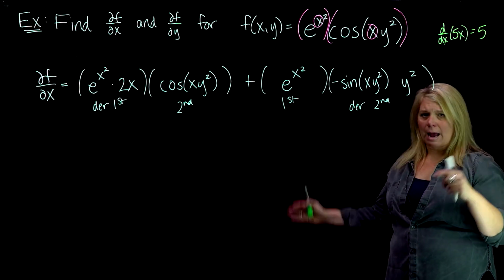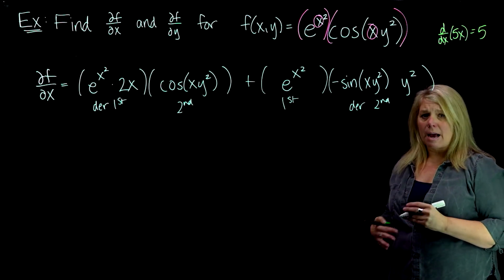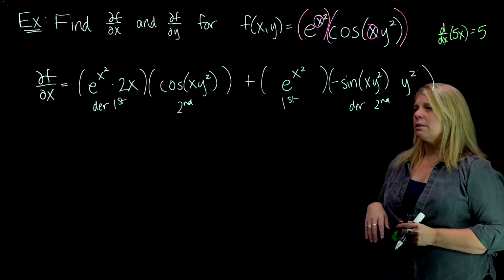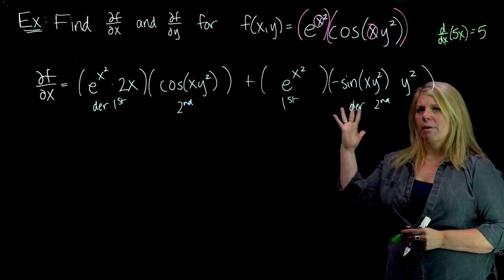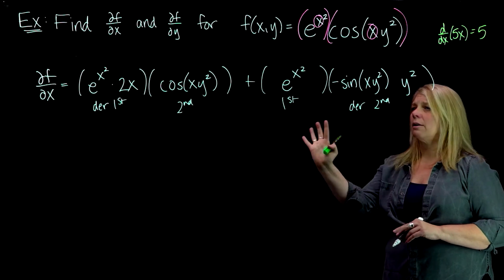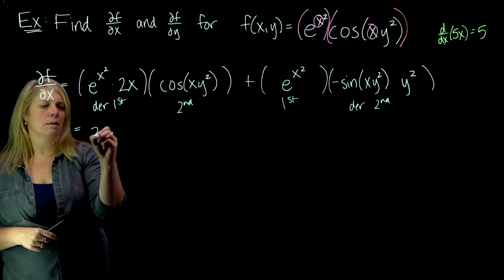Okay, so at that point, I have found my partial derivative with respect to x. Maybe you want to tidy that up a little bit. Certainly, if you were going to do something like set that derivative equal to 0, or plug in some numbers, or find a second derivative, you might want to tidy this up a little bit. If you're just finding a derivative and you don't care about simplifying, you could actually stop right there. I am going to go ahead and simplify this.